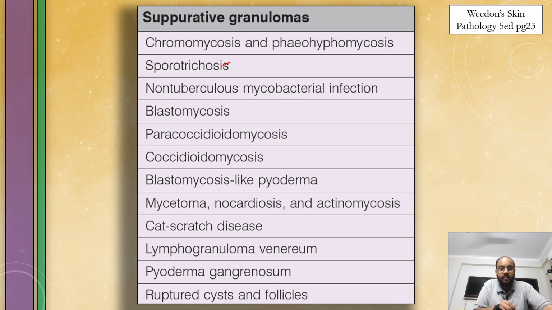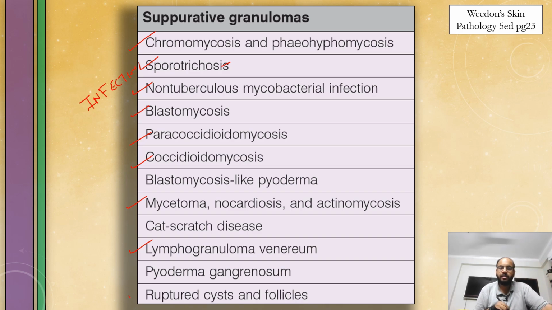Now these are all the disorders in which you can see suppurative granulomas. Most of the suppurative granulomas are seen in infections. Okay, they are mostly seen in infections. Infections like chromomycosis, phaeohyphomycosis, sporotrichosis, non-tubercular mycobacterial infection, blastomycosis, coccidioidomycosis, mycetoma, LGV, and pyoderma gangrenosum, not an infectious disease, but a neutrophilic dermatosis. Okay, so a lot of neutrophils are there, making neutrophilic granulomas.